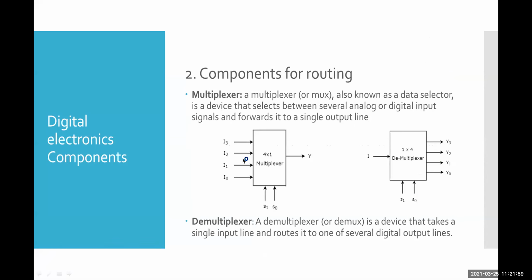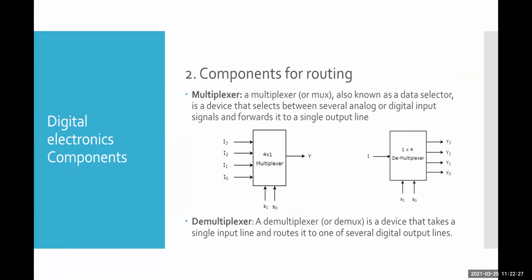Yes, now routing. Someone asked me, sir, what is routing? Routing in simple language: suppose on the input side you have multiple inputs, but you need just one output. This is routing. On the opposite side, suppose you have only one input, but you want multiple outputs. So we are converting multiple inputs to a single output, or converting a single input into multiple outputs. That is called routing.